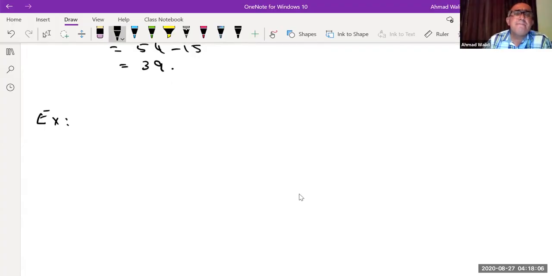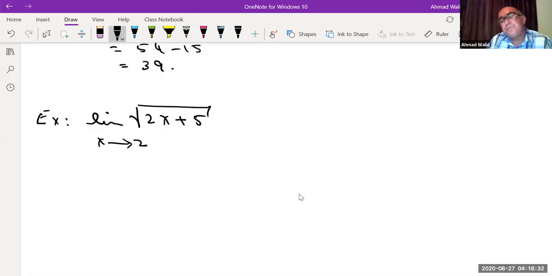Let me show you another example also. Example, let's say the limit of the square root of 2x plus 5 as x approaches 2.